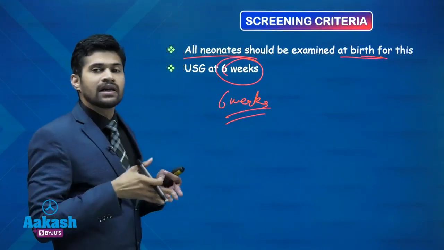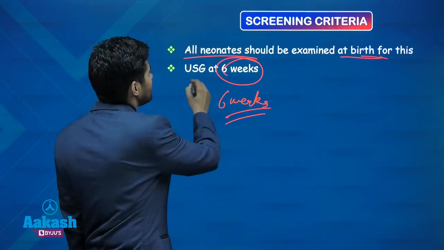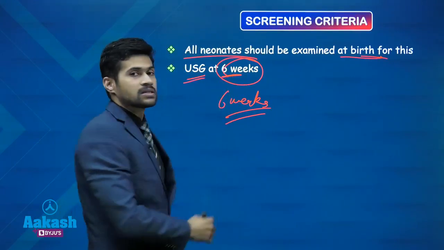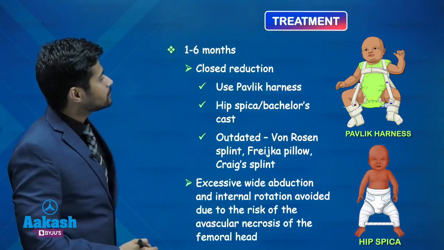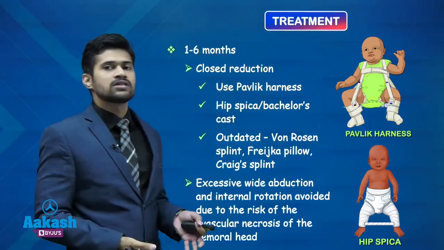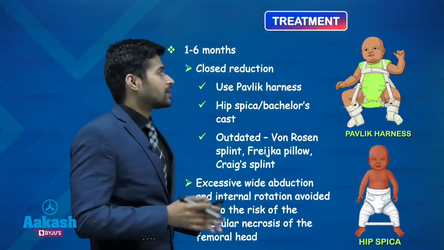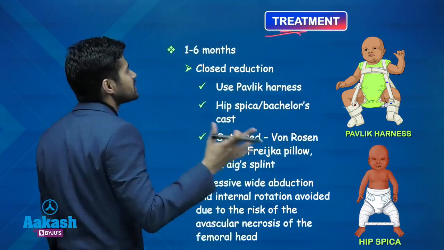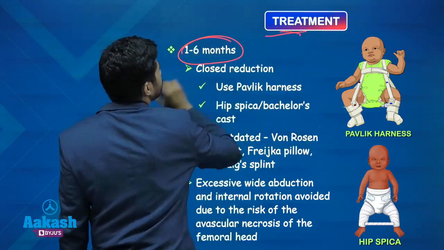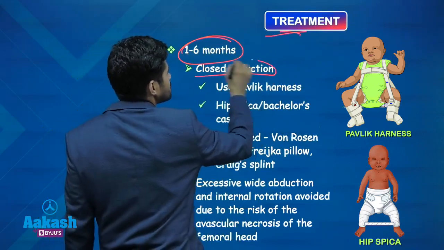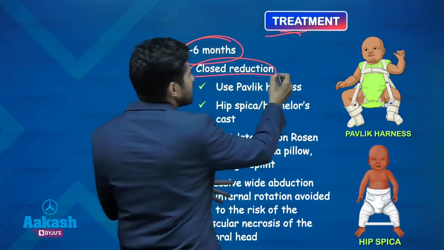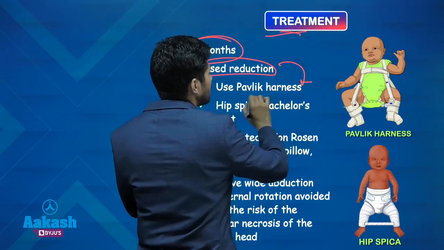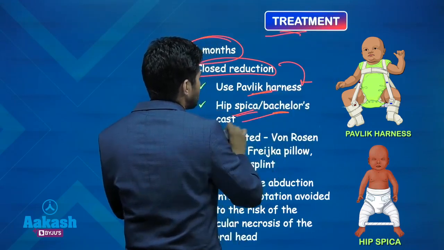Okay, so clinically you examine at birth, and with ultrasonography you do it at 6 weeks. Now, what is the treatment? We read about the pathology, the epidemiology, everything. Now we have to go for the treatment. If the child is presenting early, for example 1 to 6 months of age, then closed reduction with maneuvers. Then you contain the reduction with the help of a Pavlik harness, hip spica, or a bachelor's cast.